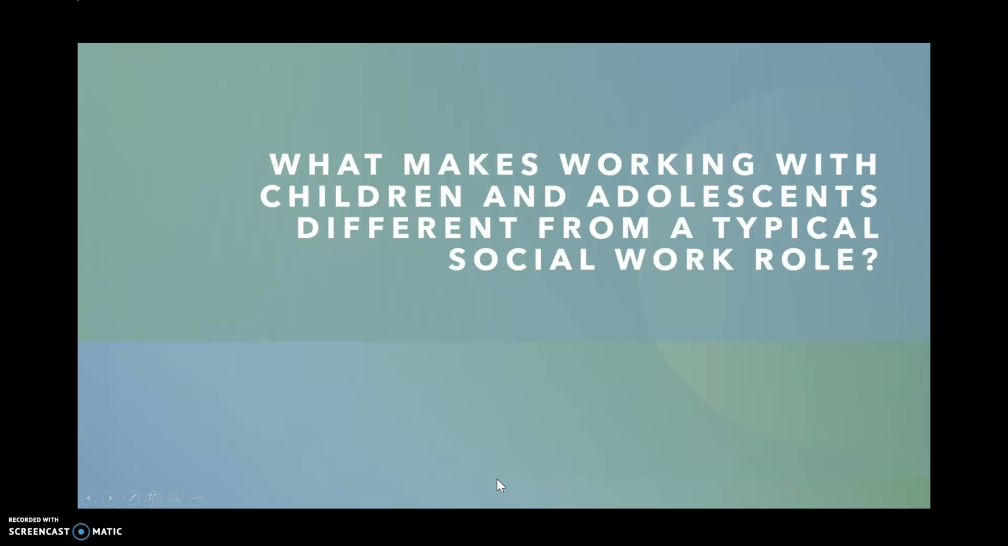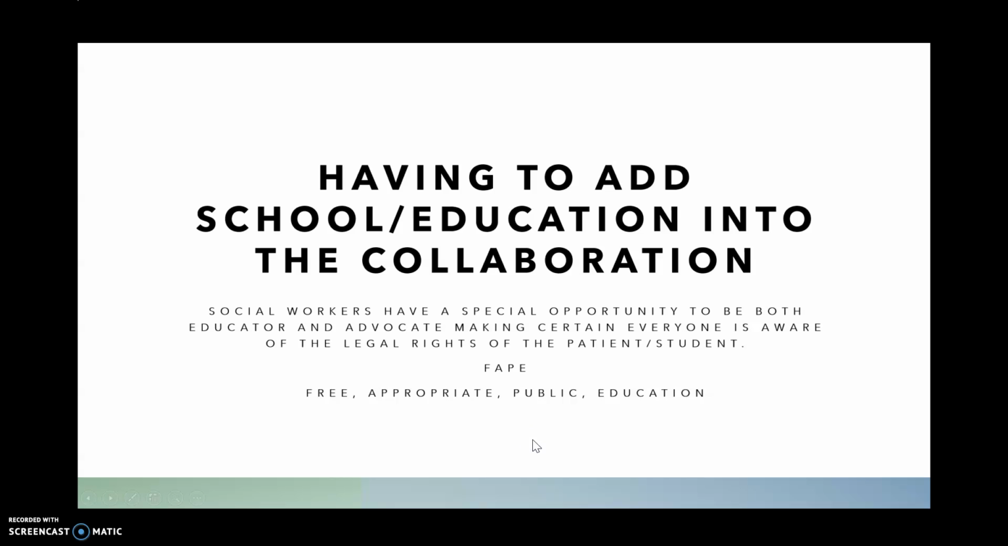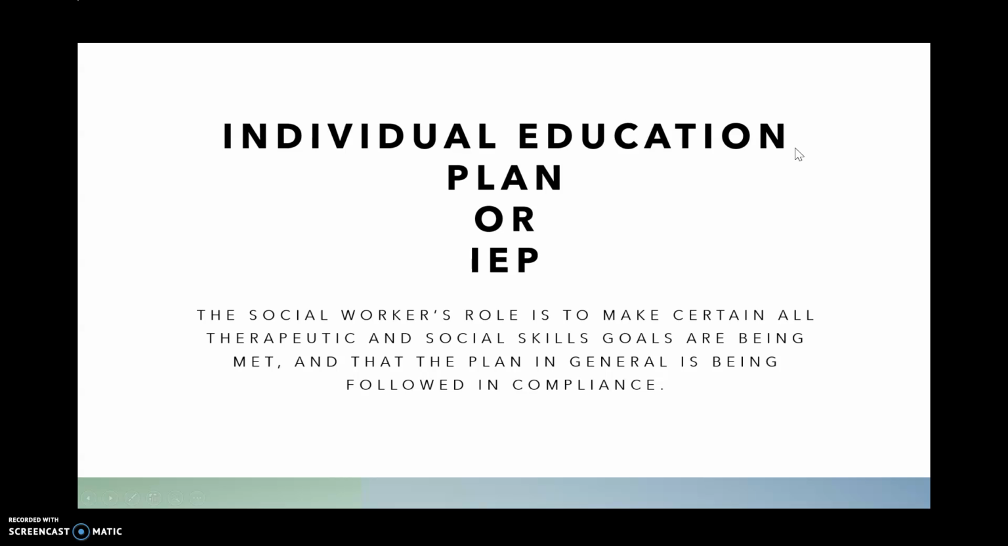What makes working with children and adolescents different from a typical social work role? I would say the big piece with children is having to add school and education into the collaboration. Social workers have a special opportunity to be both educator and advocate, making certain everyone is aware of the legal rights of their patient/student. FAPE is huge, free appropriate public education. Everyone is entitled to it, no matter what the accommodations are. Just an example is an individual education plan, or an IEP.